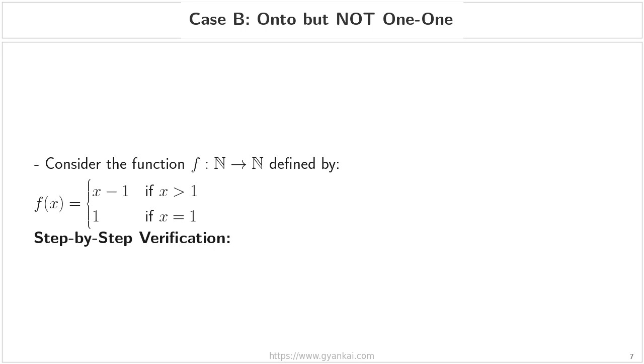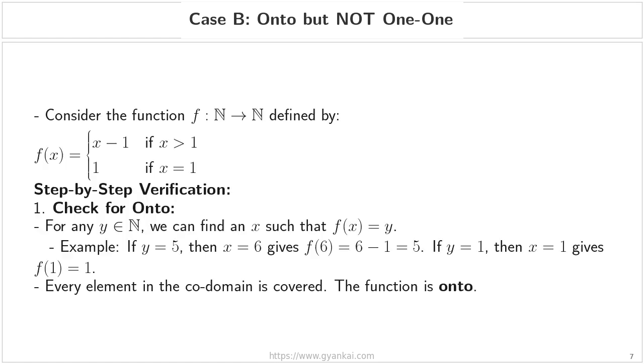Let us perform a step-by-step verification to see how this behaves. First, we check if the function is onto. For a function to be onto, every element y in the codomain, which in this case is the set of natural numbers, must have a corresponding element x in the domain. For example, if we choose y equals 5, we can find x equals 6, because 6 minus 1 equals 5. If we choose y equals 1, we can simply pick x equals 1, which gives us 1. Since every element in the codomain is covered, we can conclude that the function is onto.